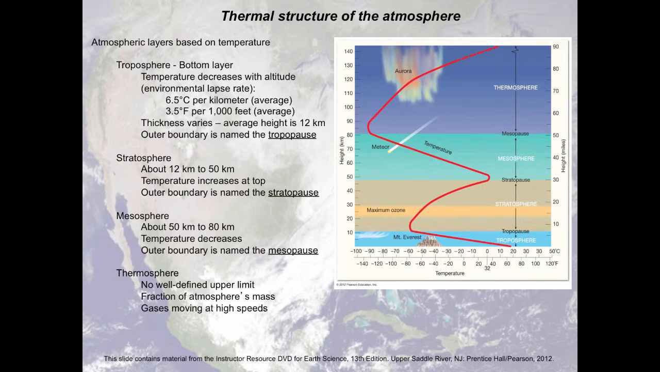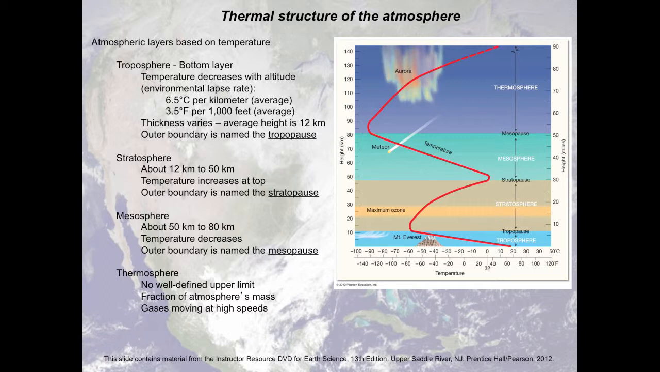Now, the pressure structure of the atmosphere is one thing, but there's also a thermal structure of the atmosphere. And the atmosphere is divided, in scientific terms, based on temperature. There are 4 main zones of the atmosphere, going upward: the troposphere, stratosphere, mesosphere, and thermosphere. The troposphere is the bottom layer. It's where temperature decreases with altitude. And it decreases at a rate that's called the environmental lapse rate, which is 6.5 degrees per kilometer in height and 3.5 degrees Fahrenheit per 1,000 feet.